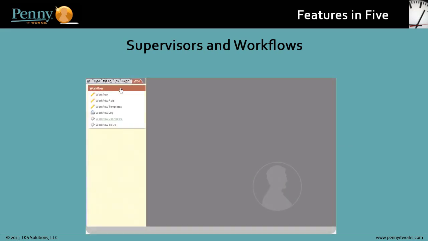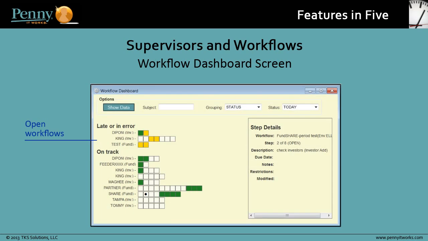They use the Workflow Dashboard screen to do this. The dashboard lists all open workflows grouped by completion status. For each workflow, steps display as individual squares which are color-coded according to their completion status. When a square is selected, step details display.